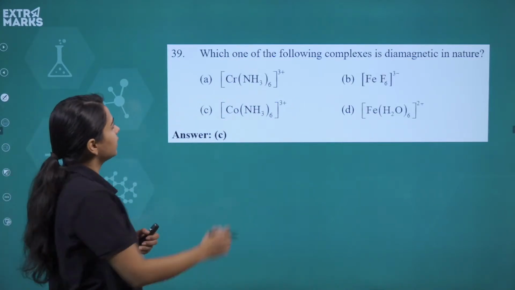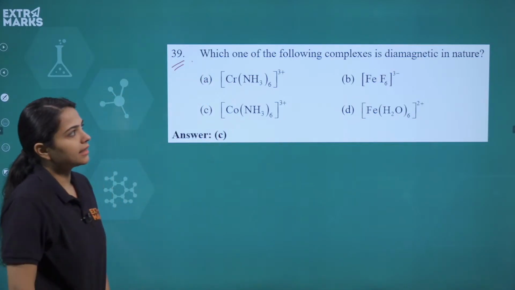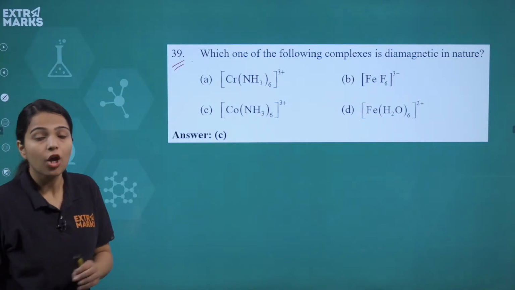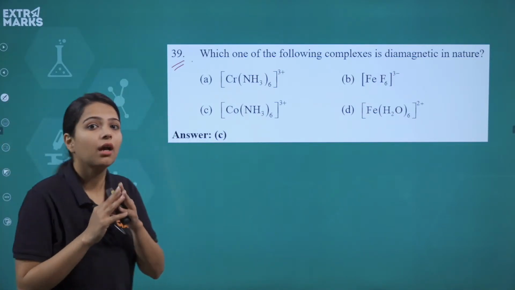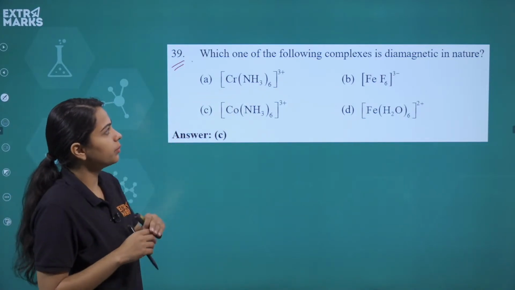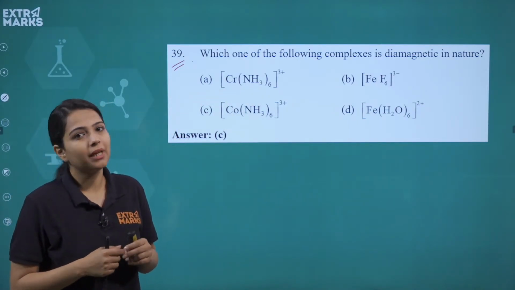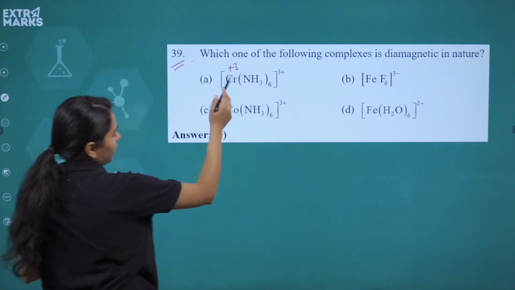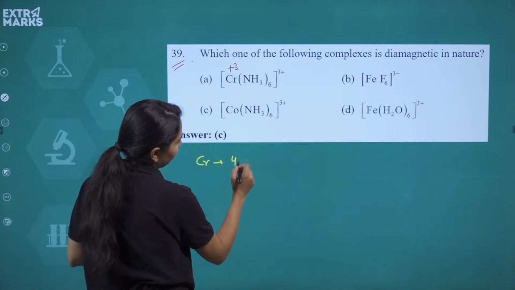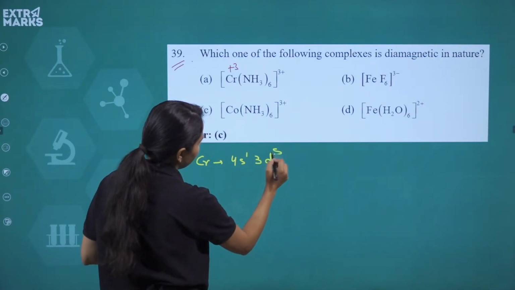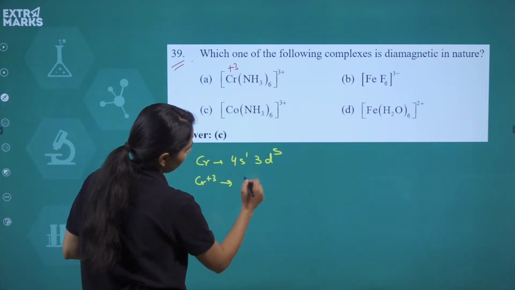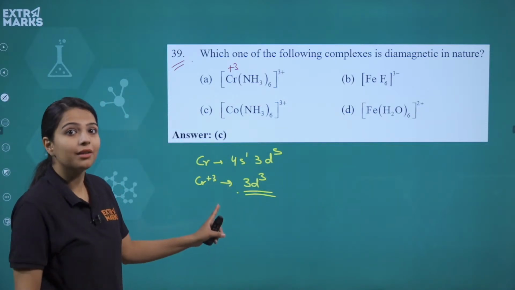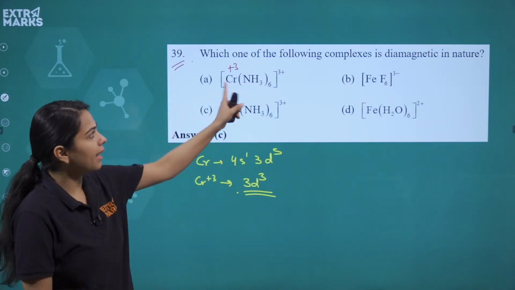Next question, 39. Which one of the following complexes is diamagnetic in nature? We have to check which of them is going to have all the electrons as paired electrons. Talking about chromium in +3 oxidation state. Chromium basically has the electronic configuration 4s1 3d5. In +3 oxidation state, this will become 3d3. So 3d3 over here, unpaired electrons are present. So this will be paramagnetic in nature.